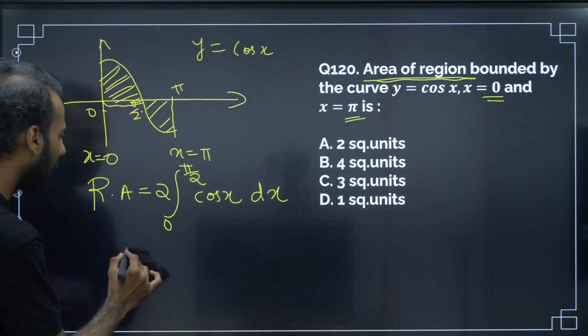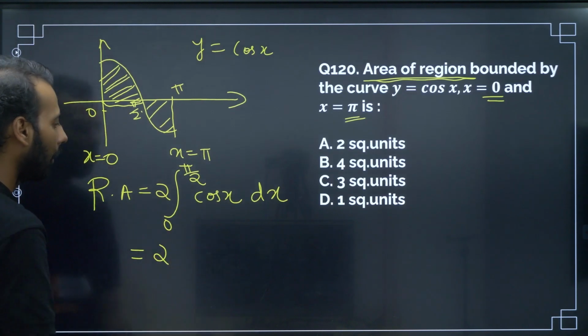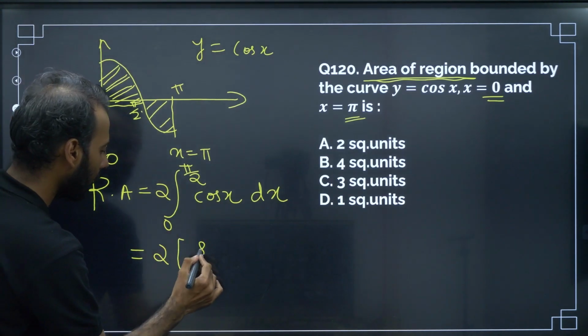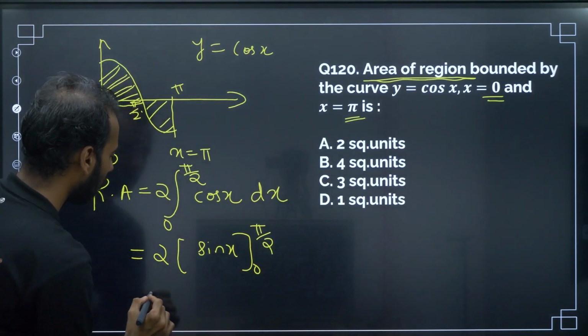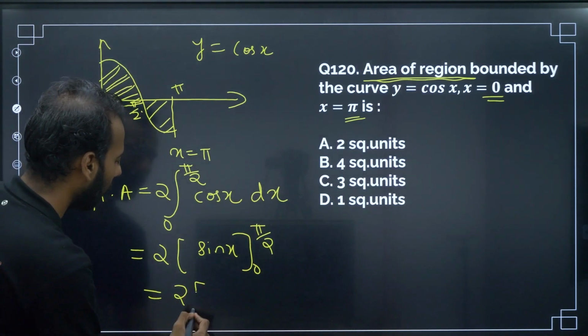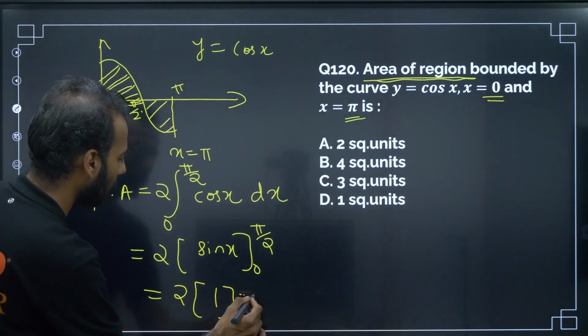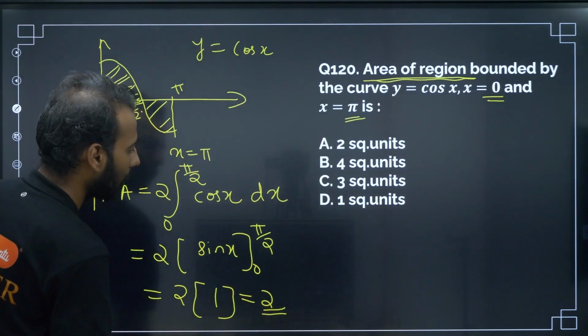Required area is equal to 2. If I integrate cos x, we will get sin x from 0 to pi by 2. So this is 2. Sin pi by 2, upper limit 1, lower limit 0. So 2 is the answer. Any option 2.